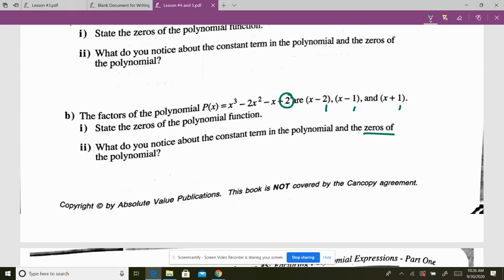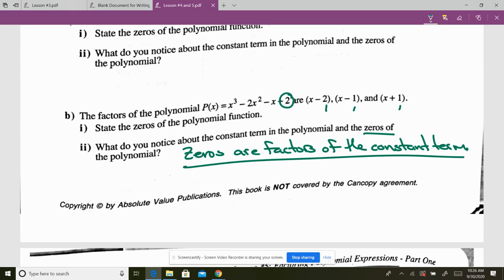So let's say, I'm just going to rewrite this. Zeros are factors of the constant term in any polynomial. Okay? I'm not going to say what the first factor is. Like, if you're factoring something, you got to start somewhere. So what you do, you look at the constant term and you say, what are the factors of that term?